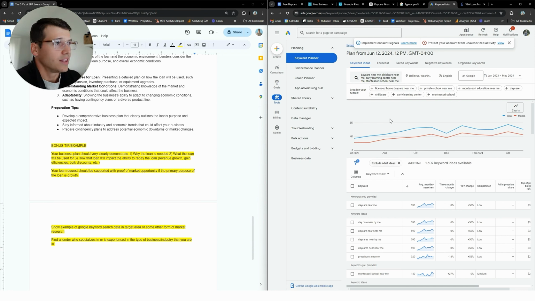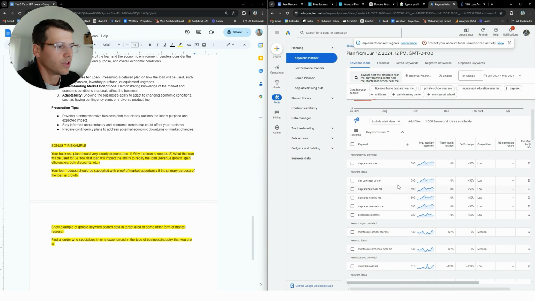This free business plan template talks about opening a daycare center in Seattle, Washington. I've selected my location as Bellevue, Washington, which is a smaller section of Seattle, because it would be foolish to say we're going to serve everyone in Seattle. Seattle's a really big city, so Bellevue is a smaller section. Then I said, I want to see how often people are searching things like daycare near me, childcare near me, early learning center near me.